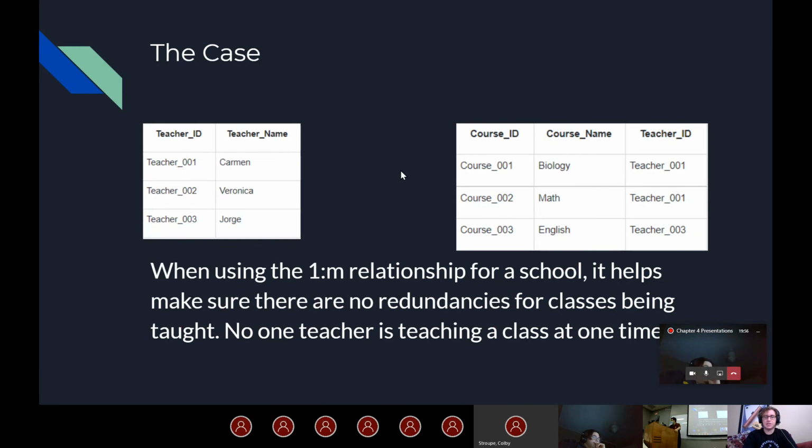Like no one teacher can be teaching the same class at the same time, so like spreading out the schedule, you can add more columns over here for scheduled times for the classes. You can get more detailed in the tables. Like you can add homeroom over here, but as long as teacher ID and teacher ID match, then you can link both. You can use both tables together.